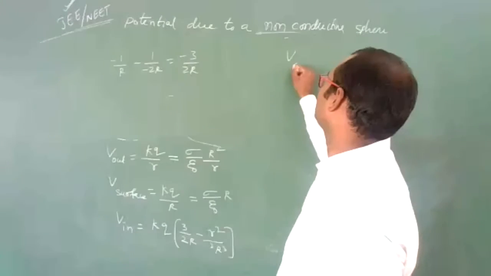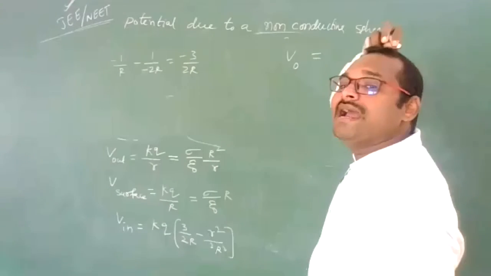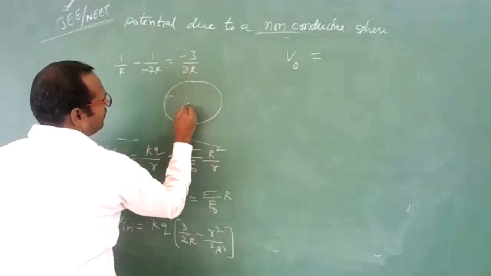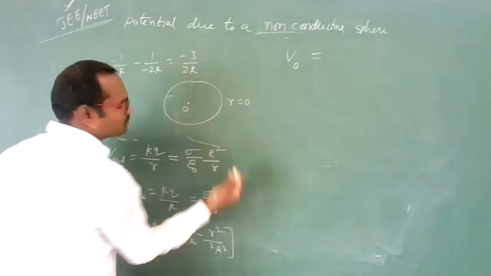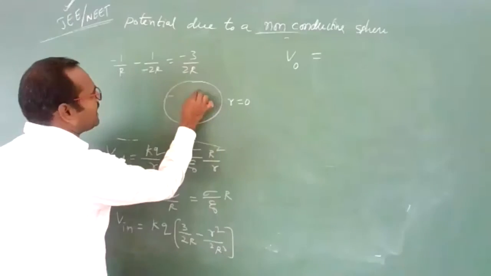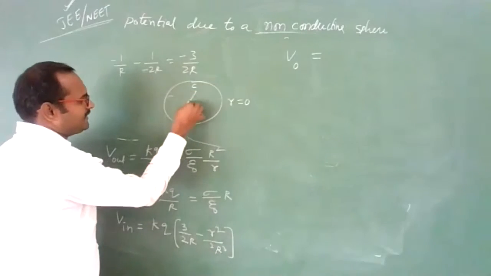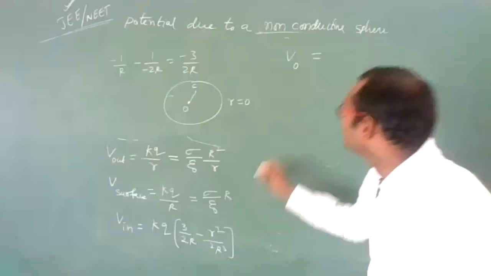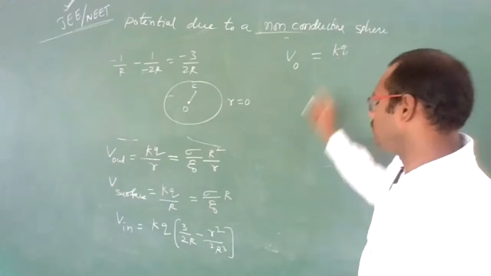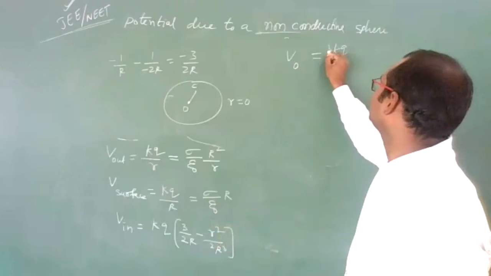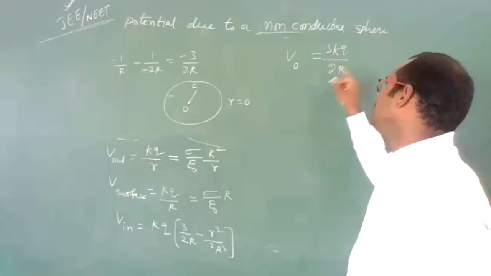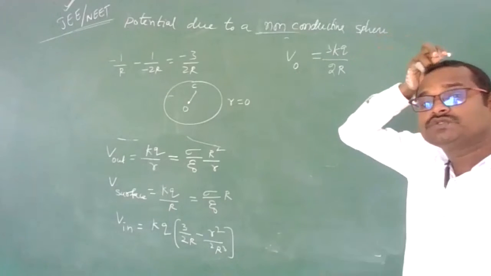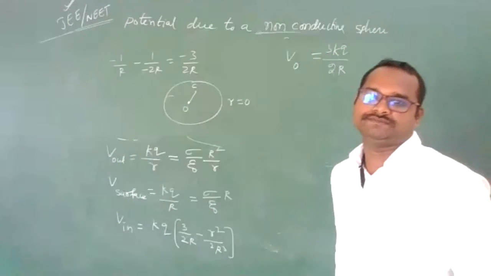Potential at the center, how much? At the center, for a solid non-conducting sphere, small r will become 0. Here I have taken the point C. Now if you bring it here, small r will become 0. Substitute small r equal to 0 here. You will get kq into 3 by 2R. This is the potential at the center due to a solid non-conducting sphere.